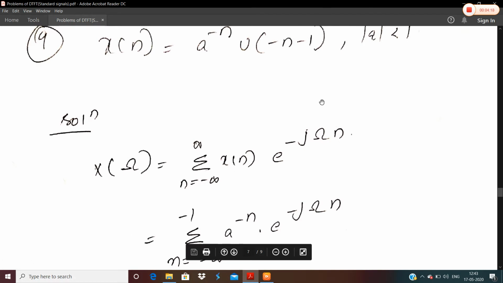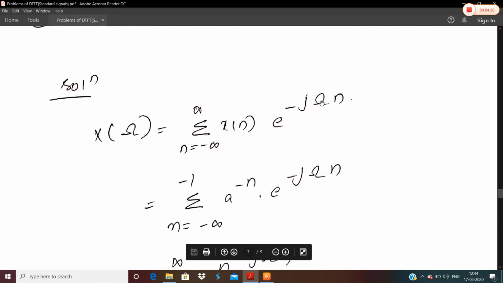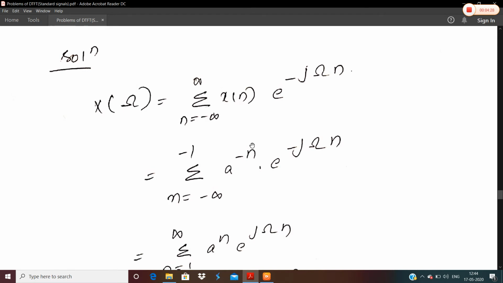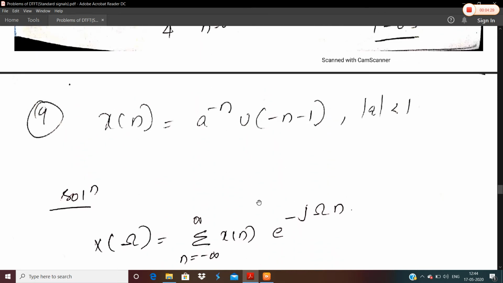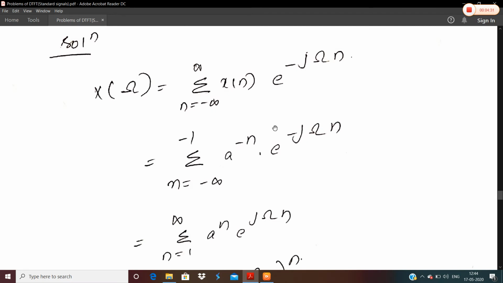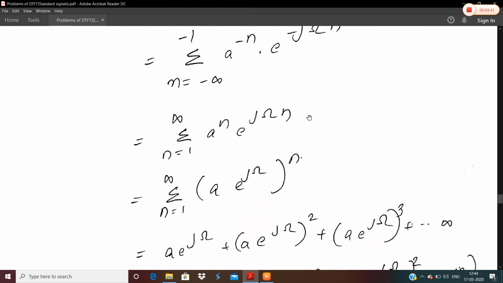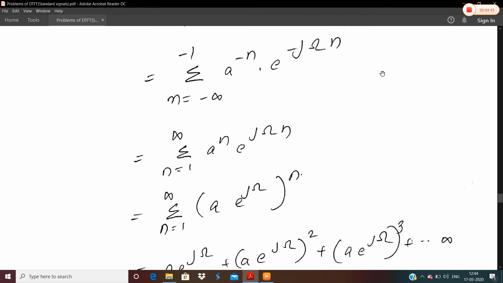But here minus 1 is given, so the limit is minus infinity to minus 1, and the value of x of n is a raised to minus n. It is given over here, a raised to minus n. So we will give x of n as a raised to minus n and e raised to minus j omega n, same as that in the first formula, that is a standard formula. And in order to remove the negative sign, we have to negate it all over the equation.